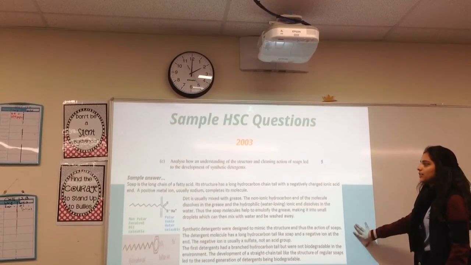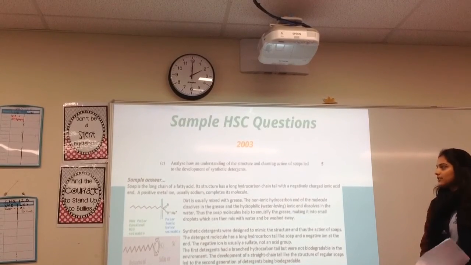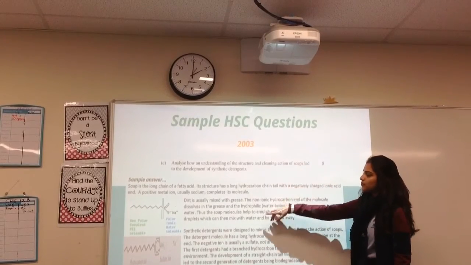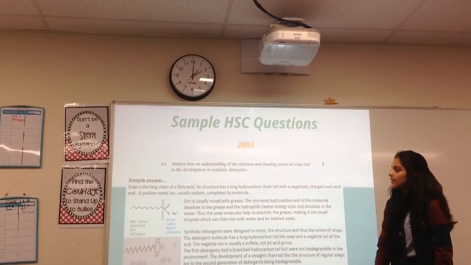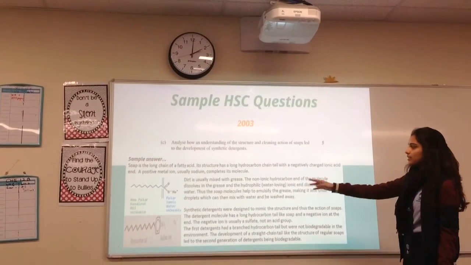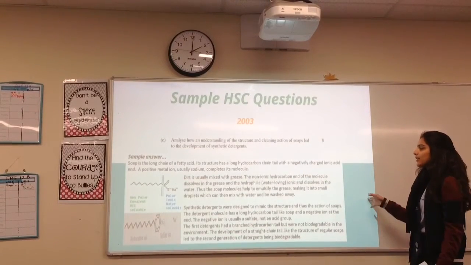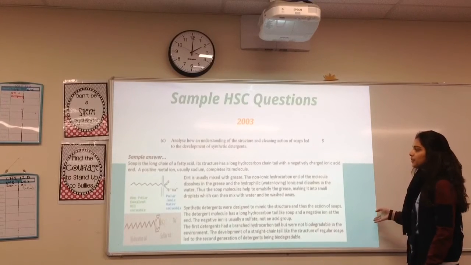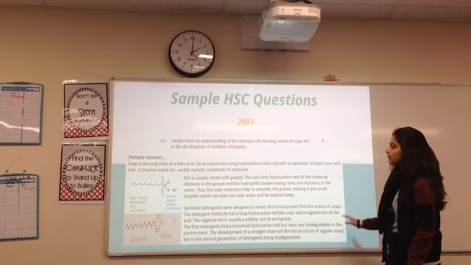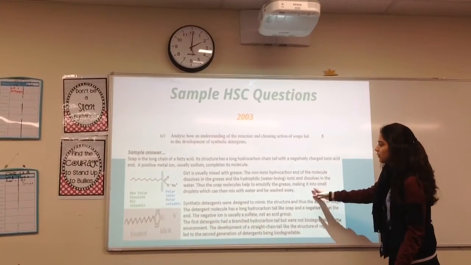This is the 5-marker question, and it says, analyze how an understanding of the structure and cleaning action of soap led to the development of synthetic detergents. Again, the structure of soaps comes up, where the diagram comes in again. Soap is a long chain fatty acid. The structure has a large hydrocarbon tail, and sometimes adding a diagram helps with the explanation. Dirt is mixed with grease. The non-ionic hydrocarbon end of the molecule dissolves in the grease, and the hydrophilic, water-loving ion dissolves in the water. This is the basic cleaning action of soap, which helps to emulsify the grease and wash it away.